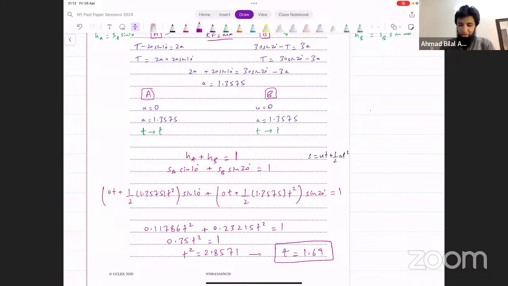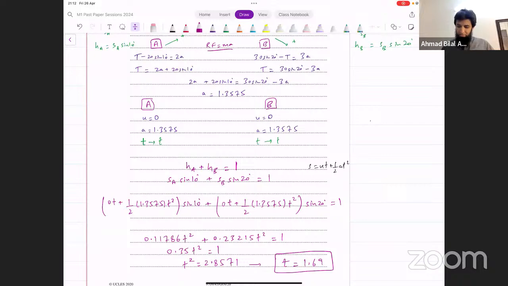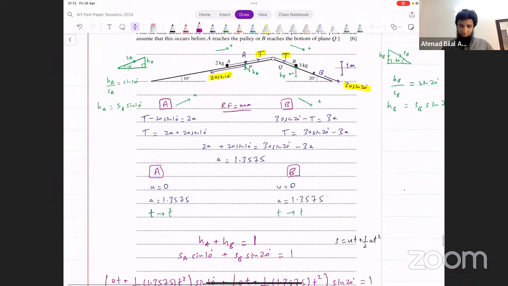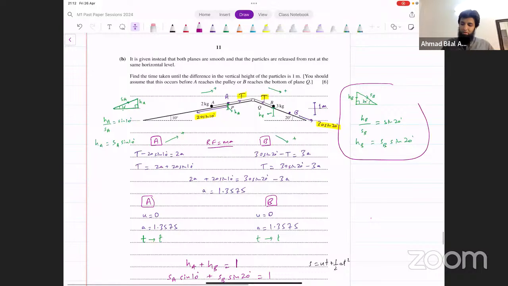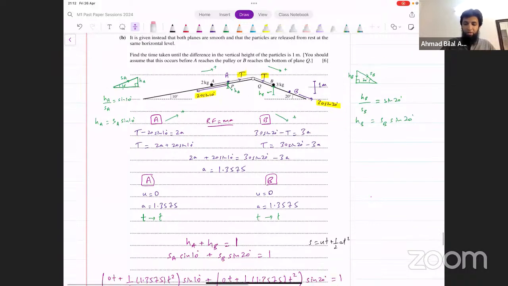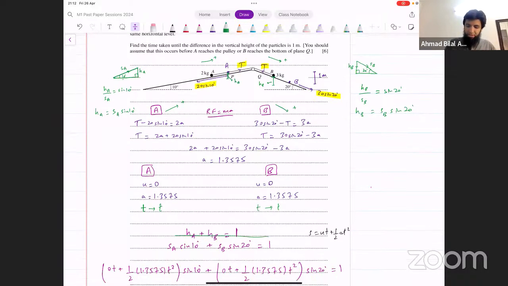Is that okay? That was pretty complicated, quite complicated. The key thing here was actually figuring out how to connect those vertical heights with their displacements, and then how to make this equation. That was the tricky part: how to make an equation that connects their displacements given the difference between their vertical heights. Okay? I hope that makes sense.